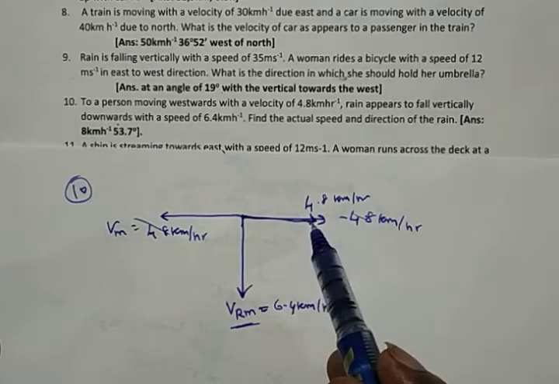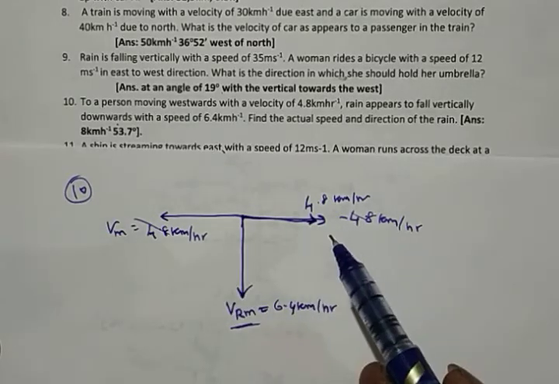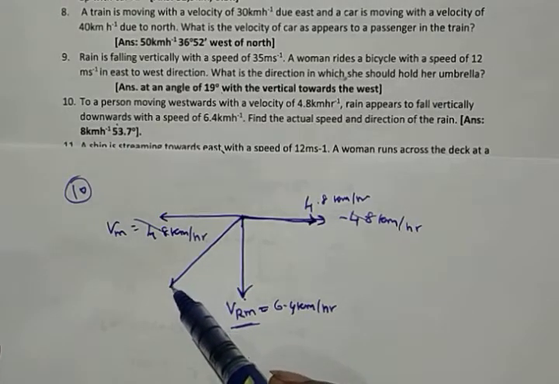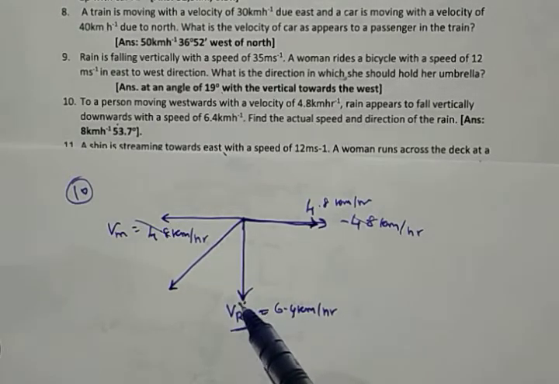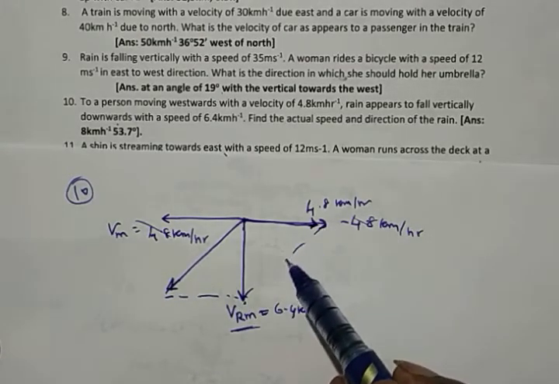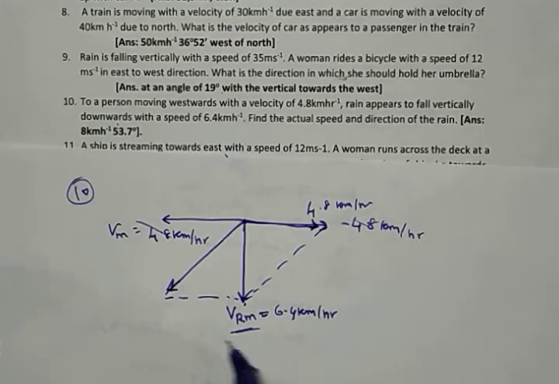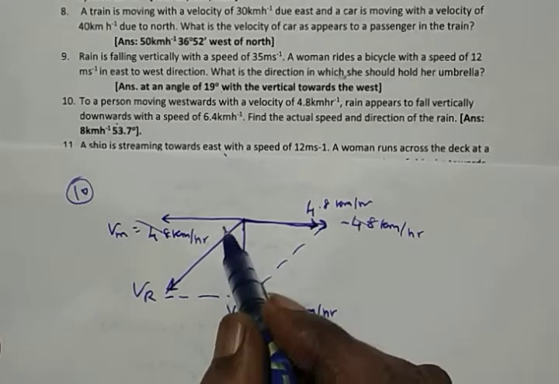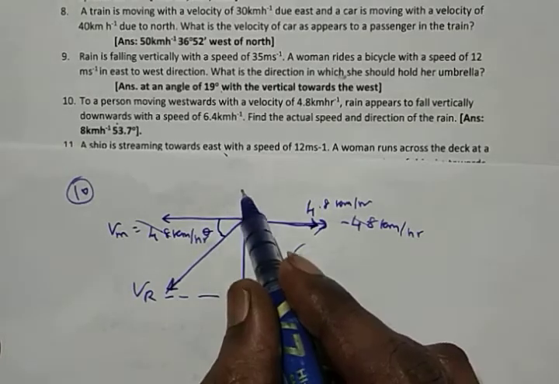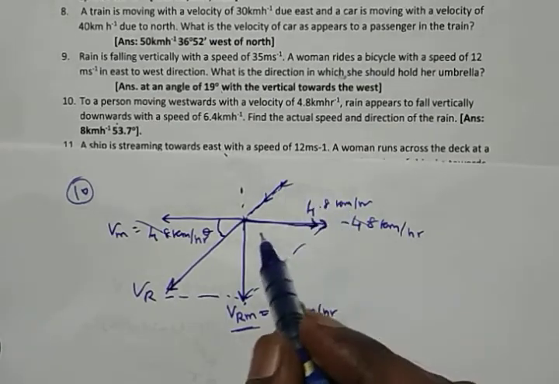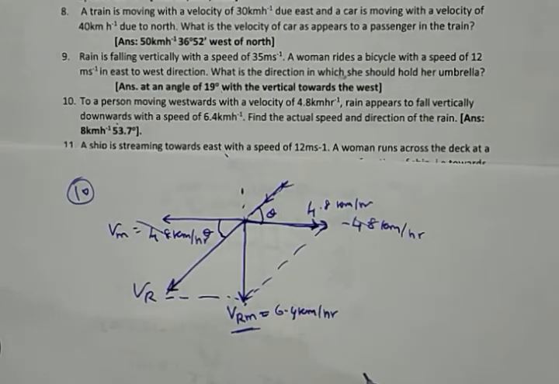If this is the velocity of the man, what should be the velocity of the rain so that the resultant will come here? You will get the rain velocity somewhere here. Then only the resultant will come here. So somewhere here, it will make this one fall like this. So this will be the velocity of rain. This is the velocity of man. And here you can make an angle theta, because the rain is falling like this, and here is that angle theta.